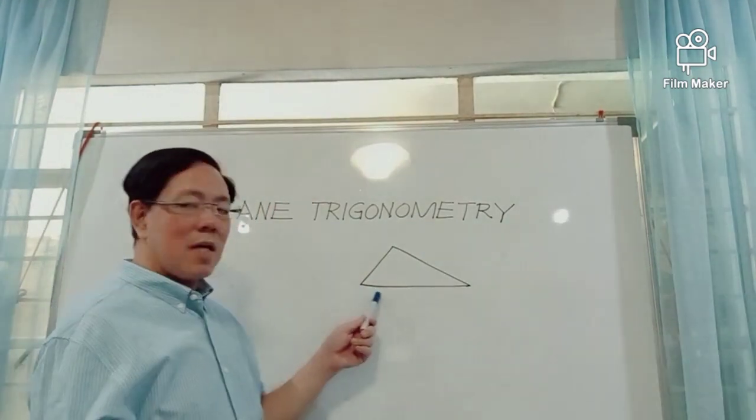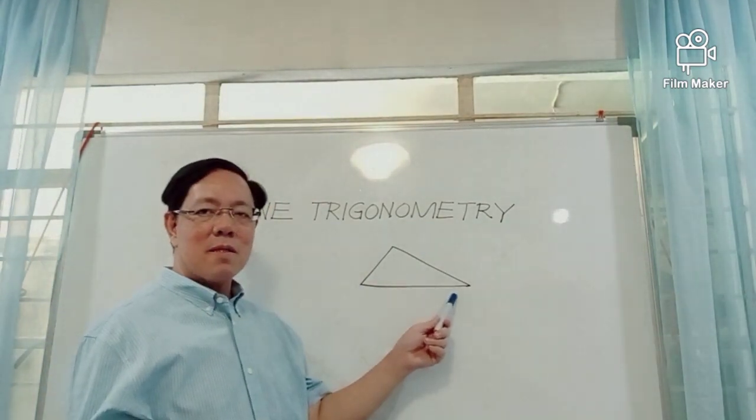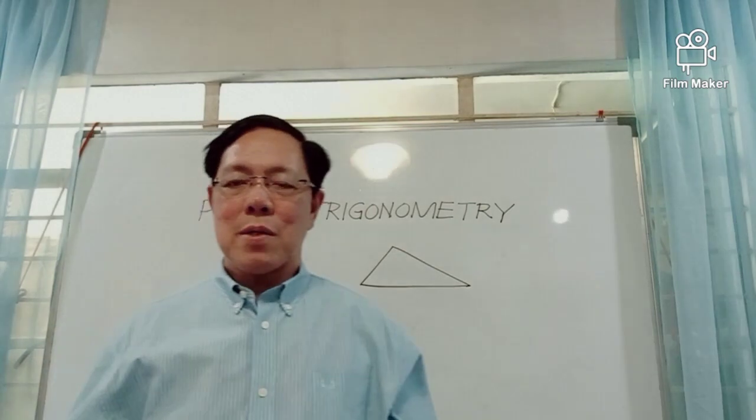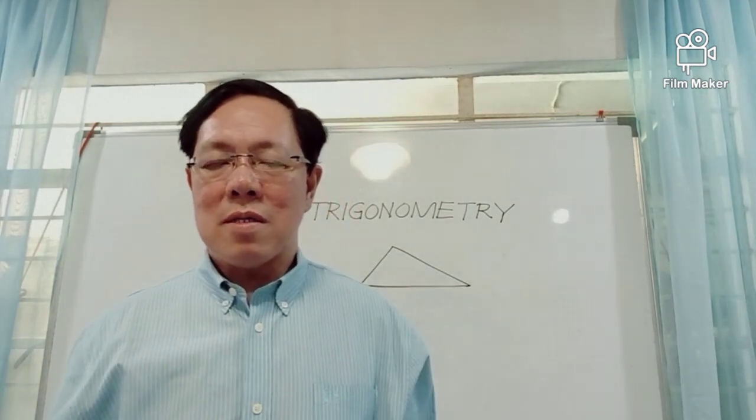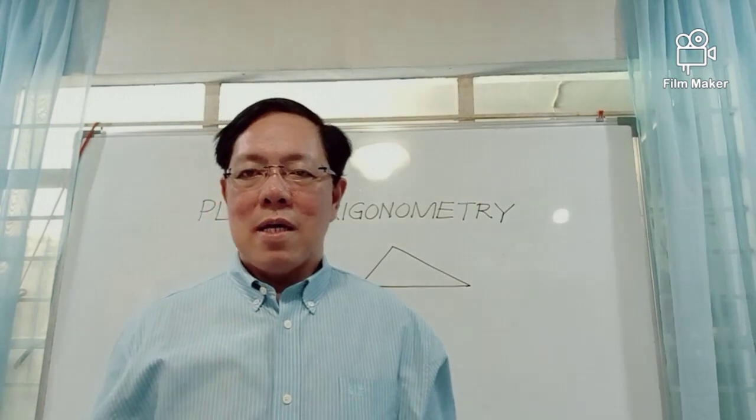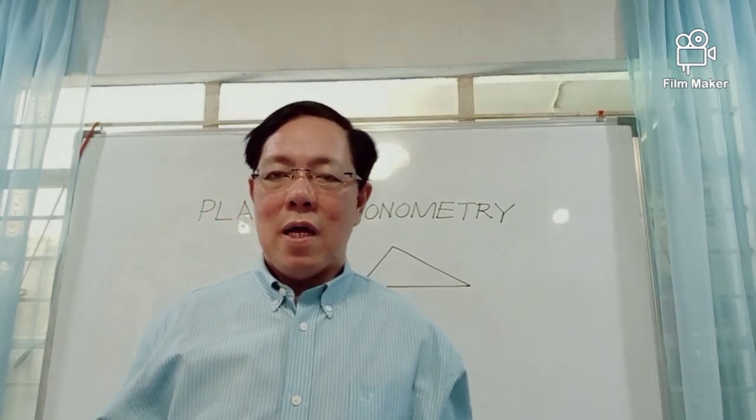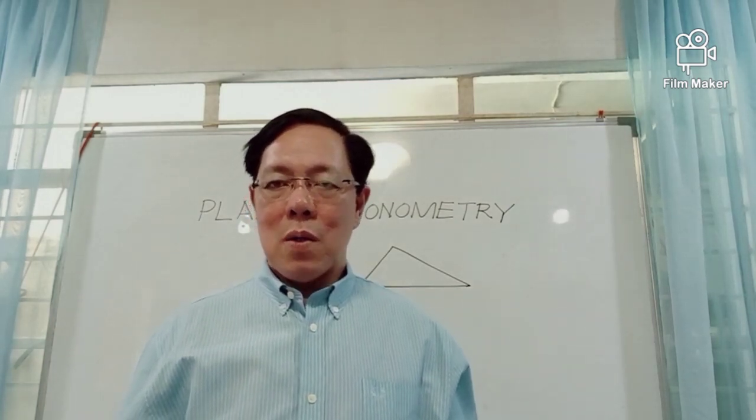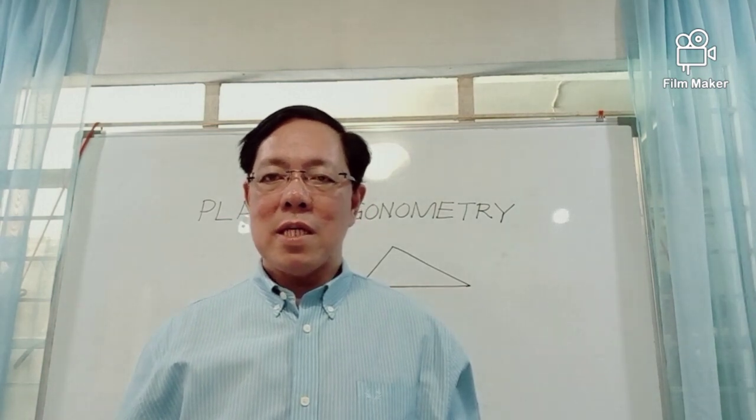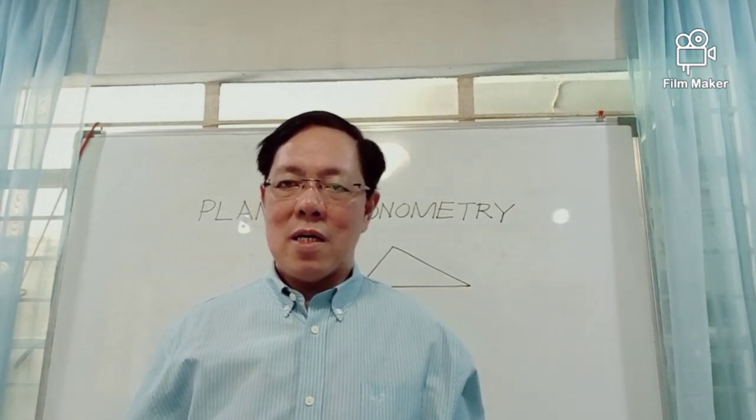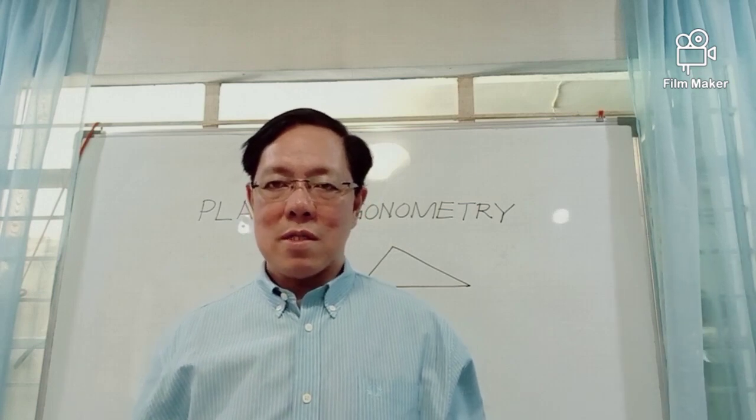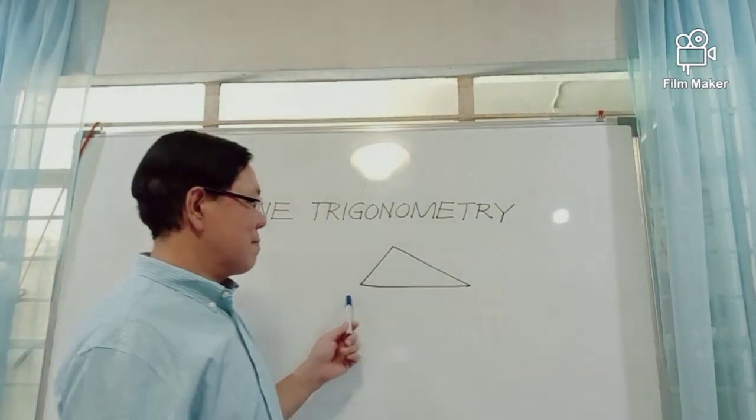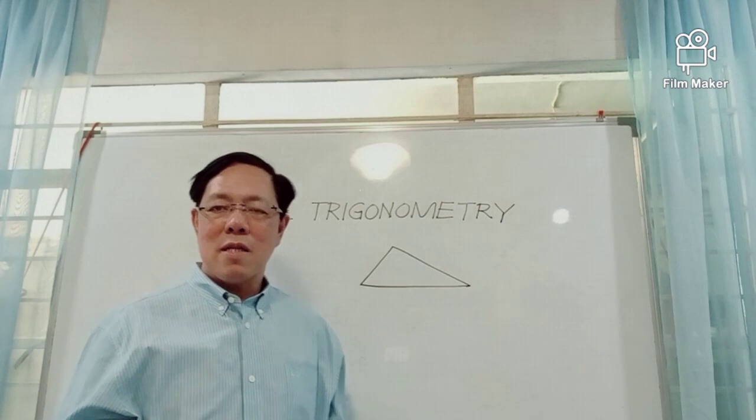A triangle is a polygon bounded by three line segments. In general, a polygon is a closed plane figure bounded by straight lines or line segments. And the minimum number of lines to construct a closed plane figure, a closed polygon, is three line segments or three lines. And the polygon that will be constructed using three line segments is a triangle.